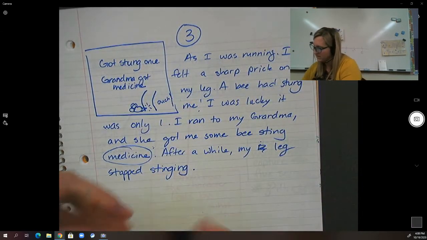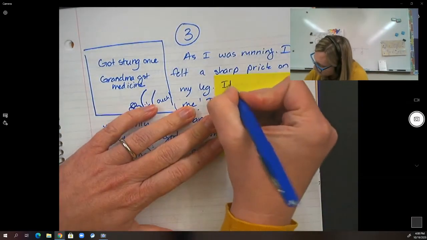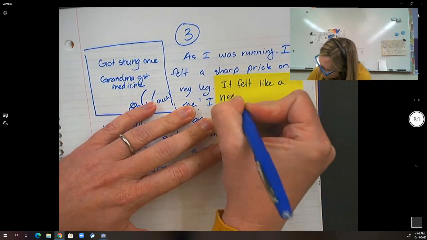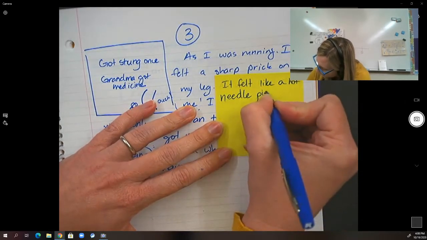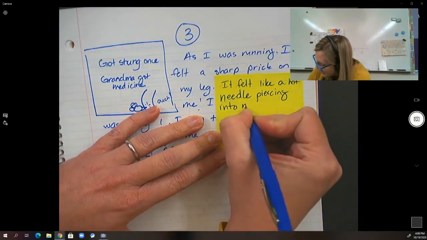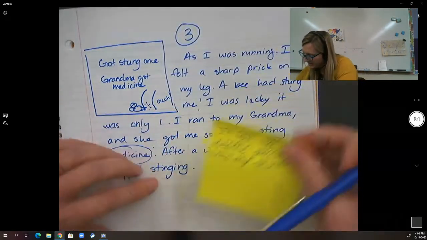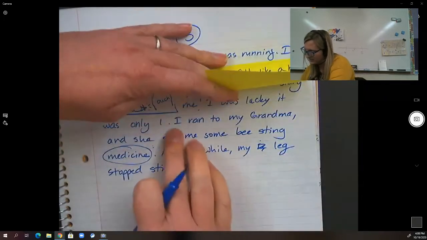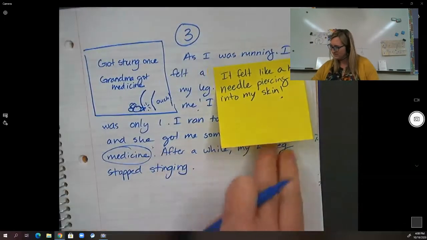Ooh, I wonder if I could talk about what it felt like. It felt like a needle piercing, a hot needle piercing into my skin. Oh, yuck. A bee had stung me. I'm going to leave that one there, but I want to add on to this part. I was lucky it was only one. I ran to my grandma and she got me some bee sting medicine.